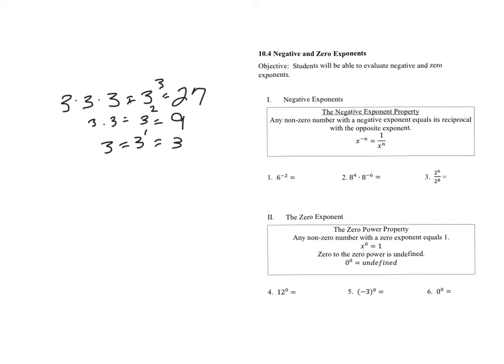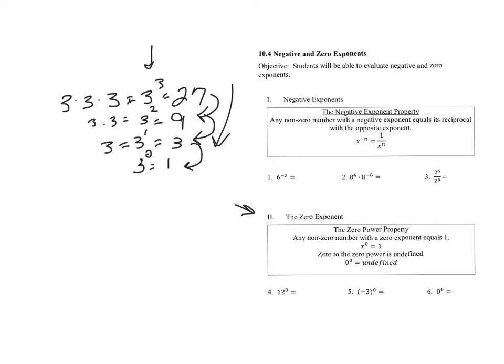Notice the pattern as you work your way down. In this column, I've got 3 to the third, 3 to the second, 3 to the first. Each time I work my way down, I'm taking out a factor of 3. So 27 divided by 3 is going to get me to 9. 9 divided by 3 is going to get me to 3. If I continue my pattern, 3 to the 0, take that factor of 3 out. Okay, so 3 divided by 3 is 1. That's why any zero exponent is going to equal 1.